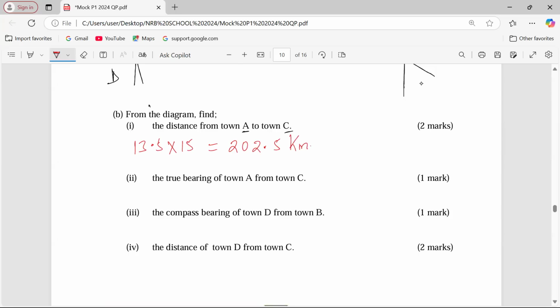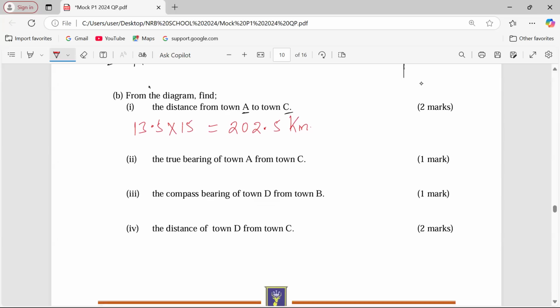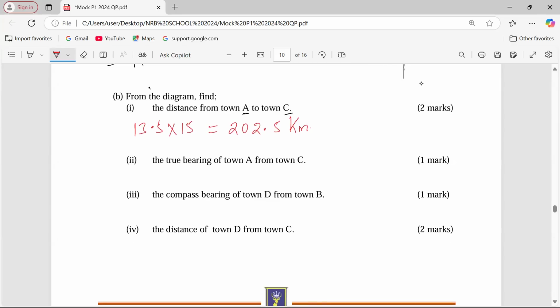Kilometers. So we must work with actual distance now. After you've gotten the scale distance, you multiply it by the scale to get the actual distance. Look at part 2, the true bearing. The true bearing of town A from C.